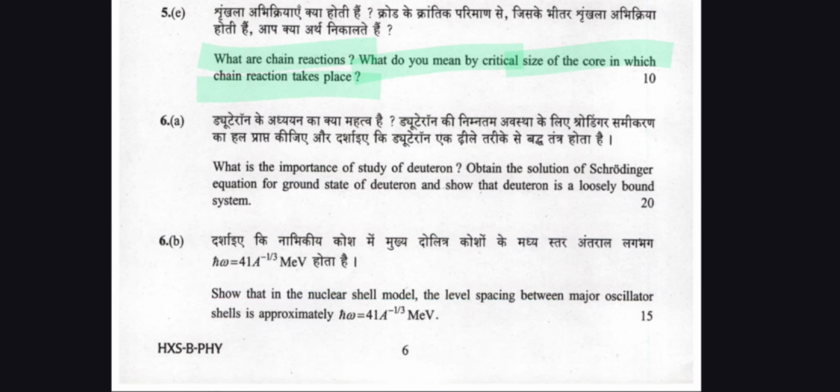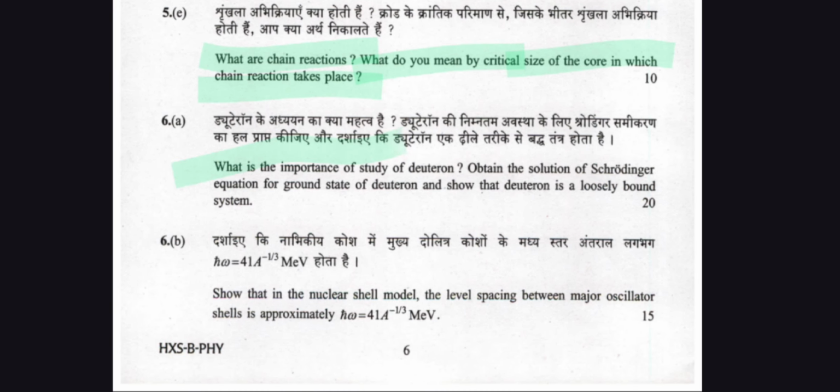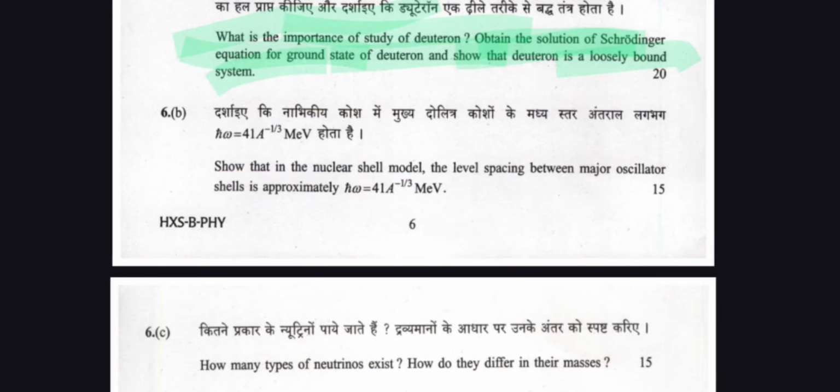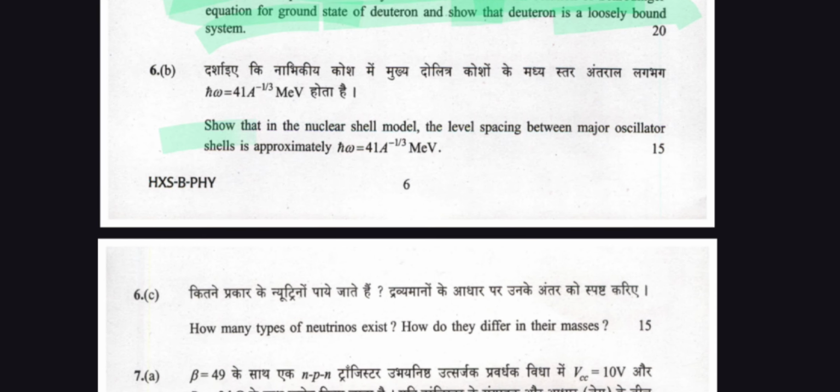And question number 6 is: what is the importance of the study of the deuteron? Obtain the solution of the Schrödinger equation for the ground state of the deuteron, so that the deuteron is a loosely bound system. Question number 6b: show that in the nuclear shell model the level spacing between the major oscillator shells is approximately ħω = 41 A^(−1/3) MeV.